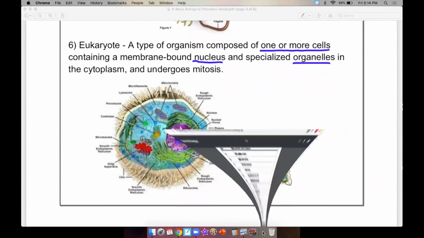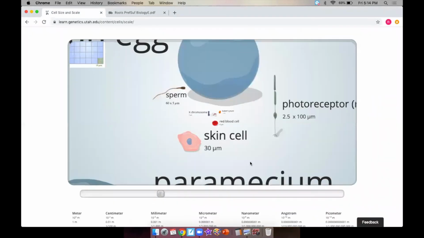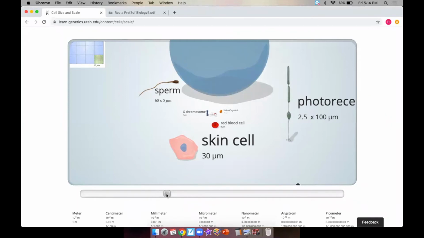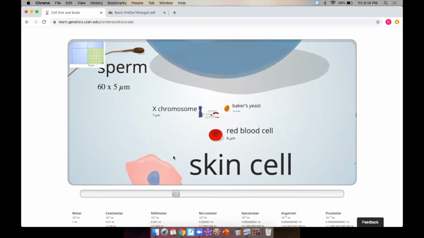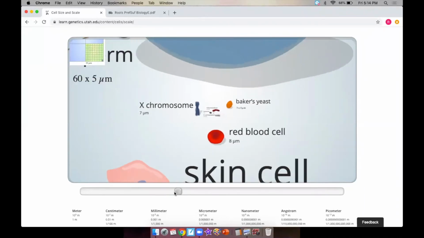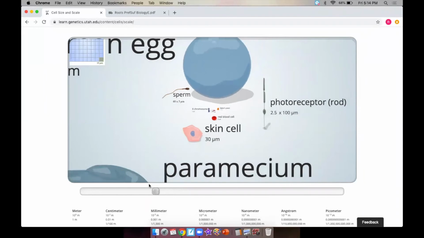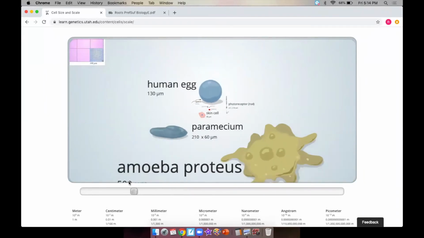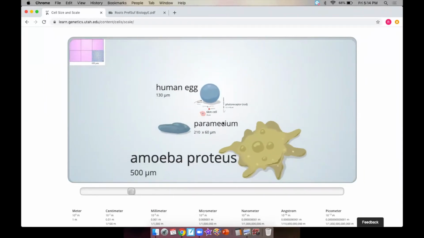Right? Going back into my zooming over here, this is the end. You are a multicellular eukaryote. You are made up of skin cells, red blood cells, things like that. Oops. Zoom it out. Here we've got paramecium and amoeba, single-celled organisms, but they do have a nucleus, they do have organelles, so they are eukaryotes.